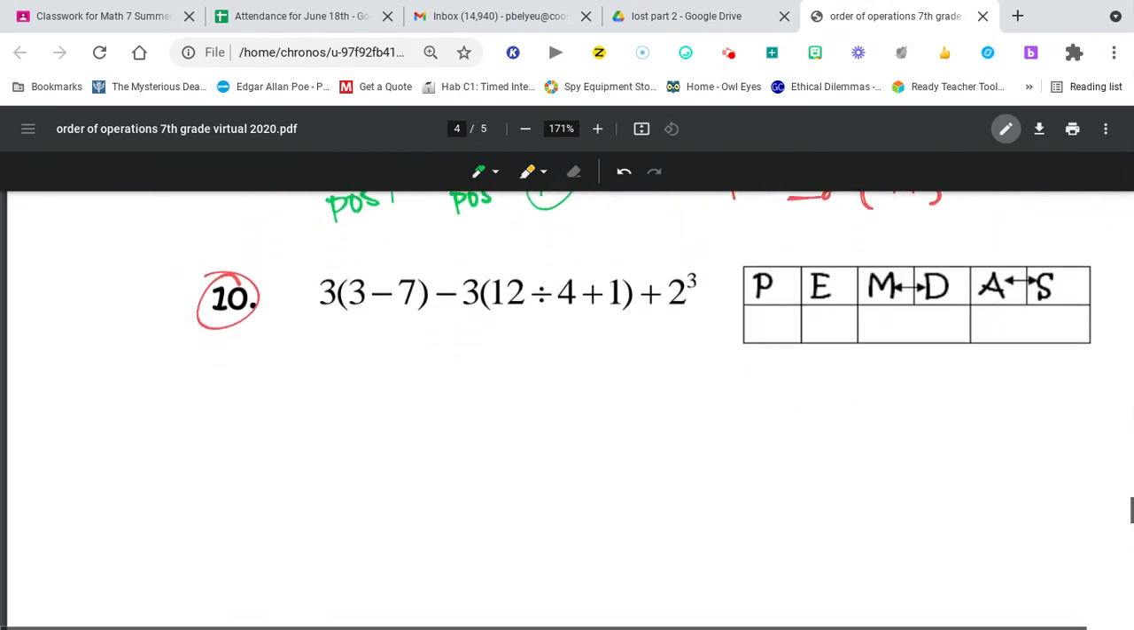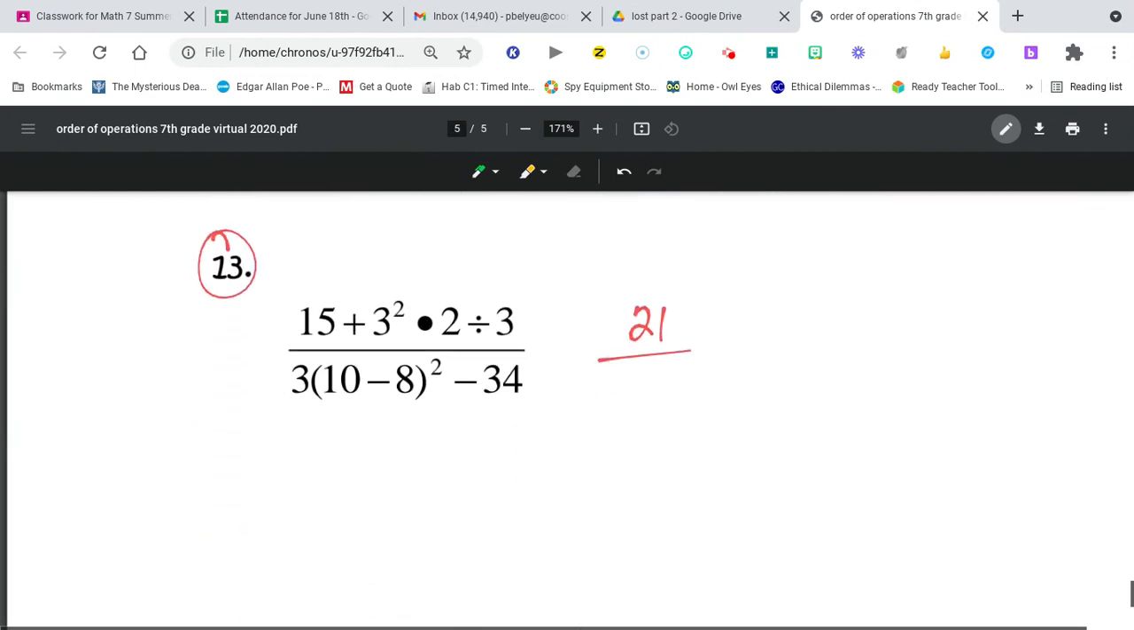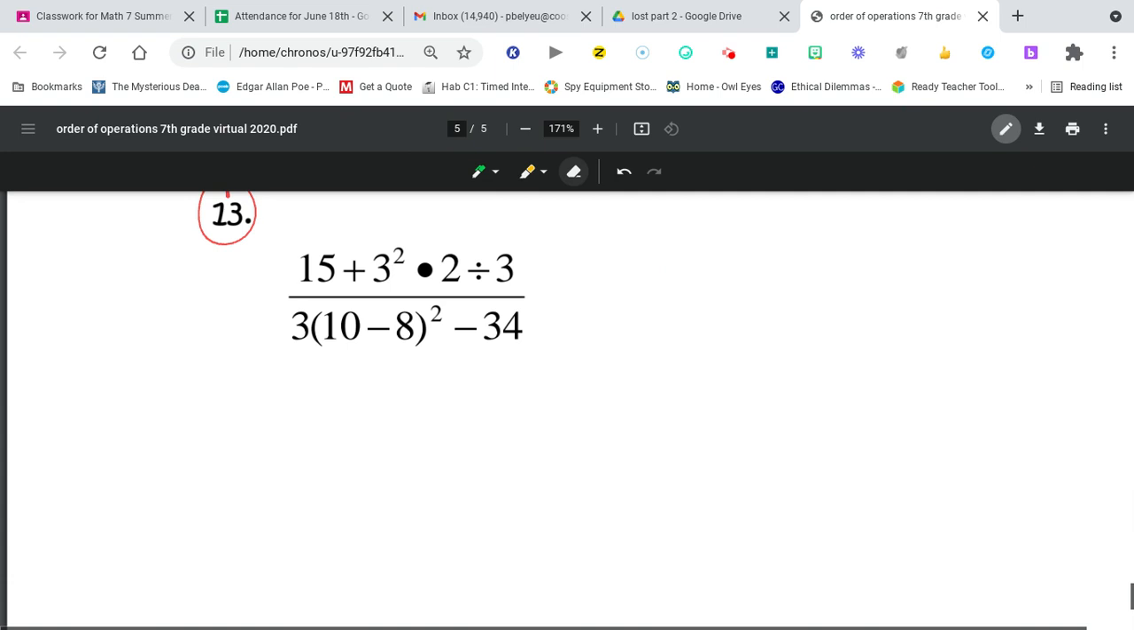All right, I am not going to do number 10. The last one I'm going to do is 13, guys. And on 13, I need you to change something on your paper. I'm going to need you to change 34 to 5, okay? So instead of minus 34, I'm going to make it minus 5, all right?